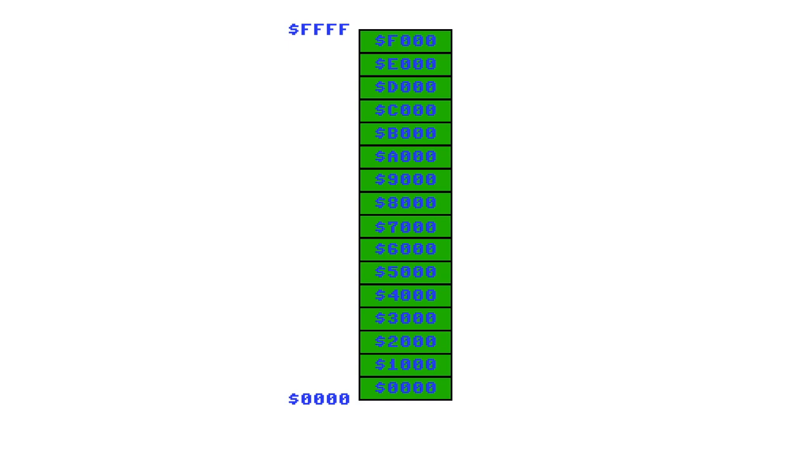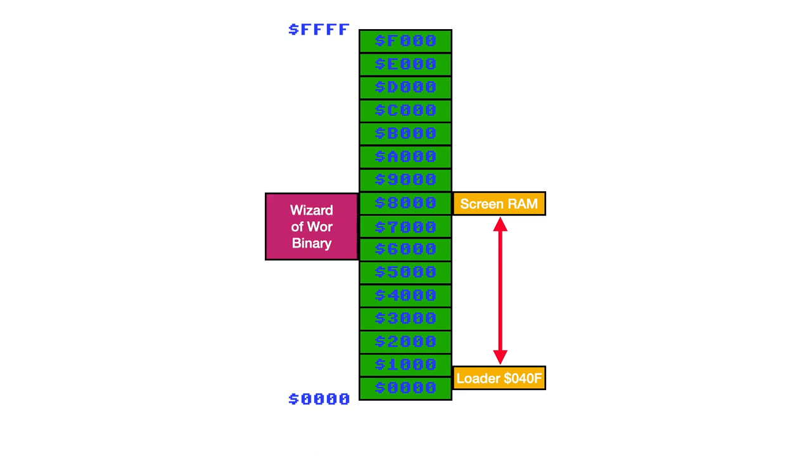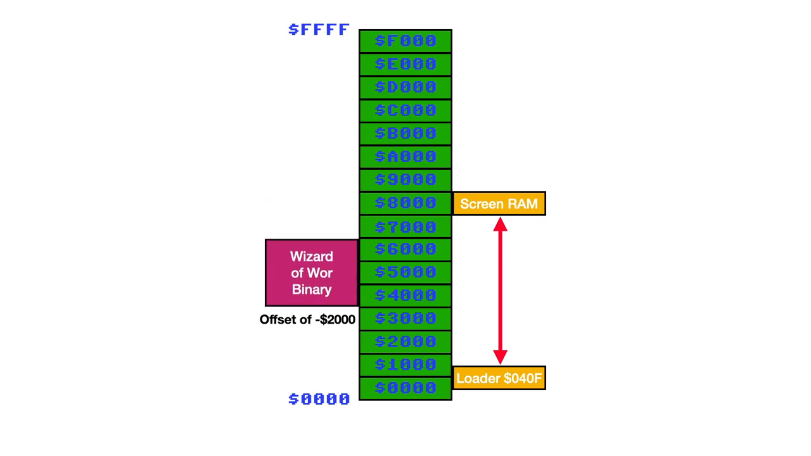Recall that the loader allows you to enter an offset. That's exactly what the offset is used for. The PET's entire address space is from hex 0000 to hex FFFF. The loader program we're running gets loaded into RAM starting at hex 040F. Screen RAM starts at hex 8000. So we've got all the space in between there to work with. If we can just move the binary down to hex 4000, we'll have plenty of room.